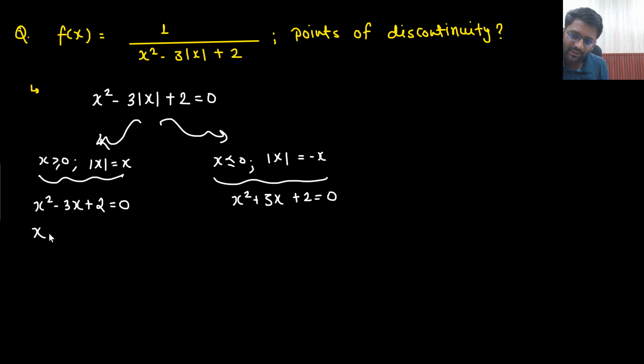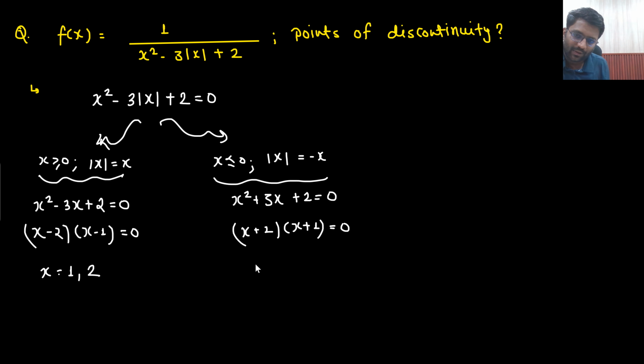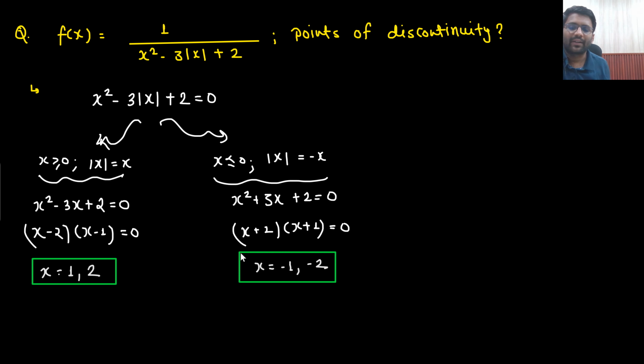If you solve it, what do you get? x minus 2, x minus 1, equals 0. And here you will get x plus 2 and x plus 1. So what points are you getting? 1, 2. And here, minus 1 and minus 2. So at 1, 2 and minus 1 and minus 2, these are the points of discontinuity.